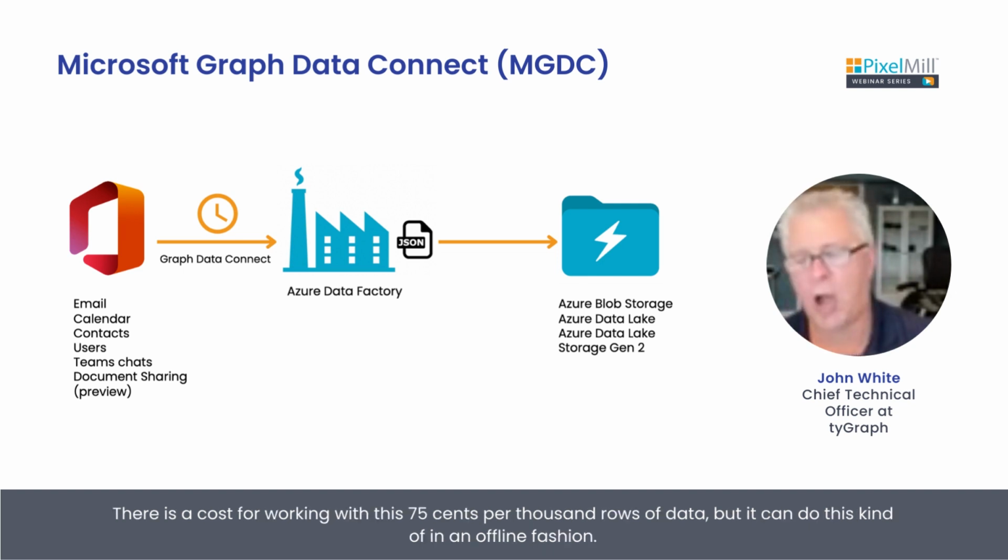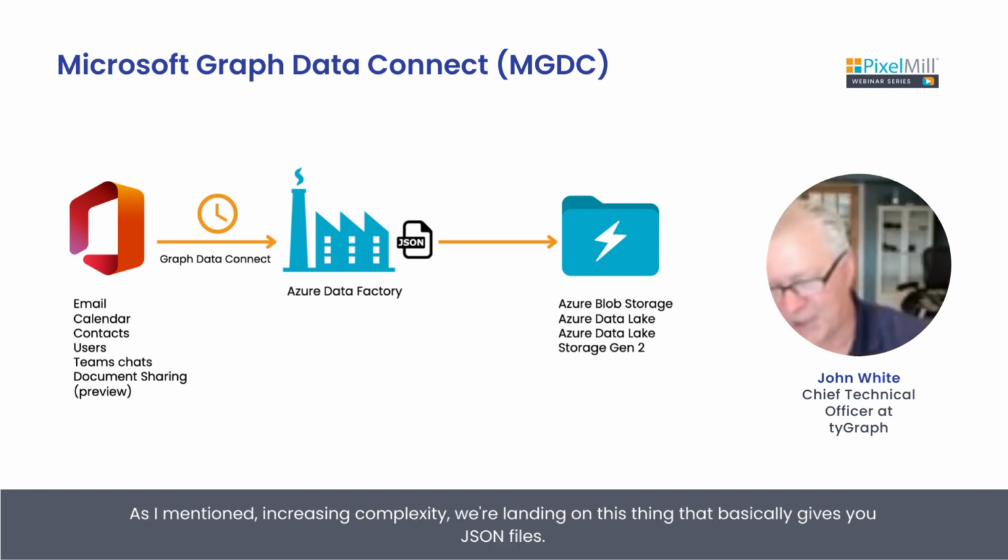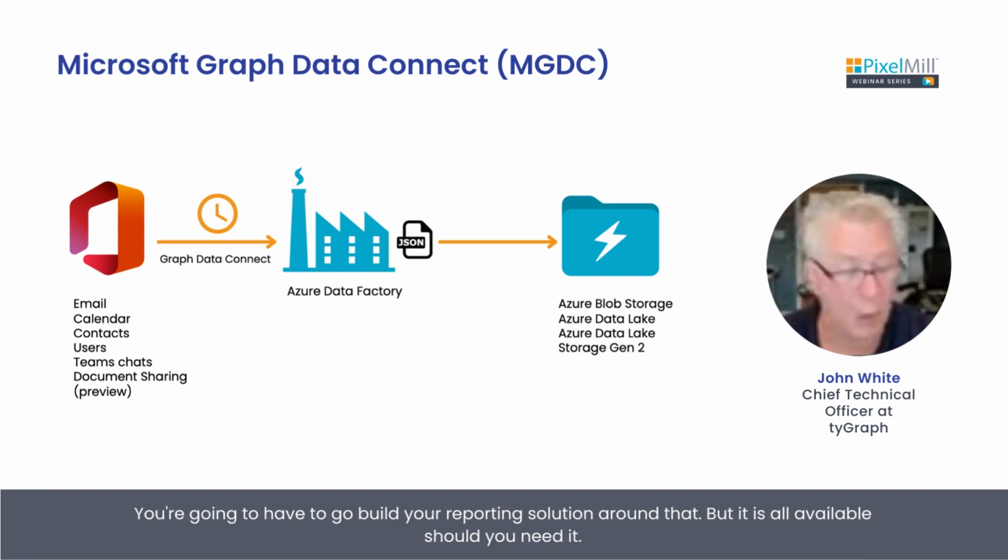There is a cost for working with this, 75 cents per 1,000 rows of data, but it can do this kind of in an offline fashion. So you're not having to pound on the graph endpoint, which is how you would otherwise go and get your inventory data. But that's kind of what your options are out of the box. As I mentioned, increasing complexity. We're landing on this thing that basically gives you JSON files. You're going to have to go build your reporting solution around that, but it is all available to you should you need it.